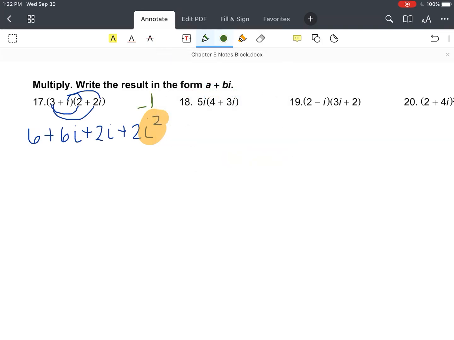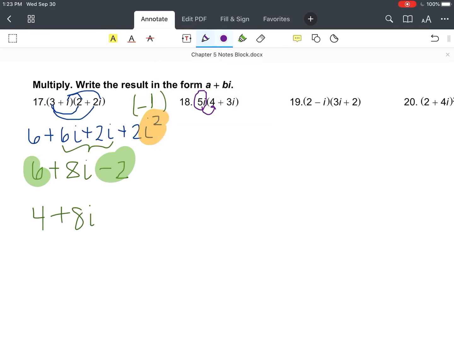Remember, i squared is the same thing as -1. So if I substituted -1 in for i squared, my positive 2 would become a -2. So I would have my same 6. I could combine 6i and 2i to become 8i. And now my 2i squared would become -2. I still have one more thing I can combine. I can combine my 6 and -2. They're like terms. And I'm going to end up with 4 plus 8i. And then that's as combined as it can be. So that's how you multiply complex numbers.